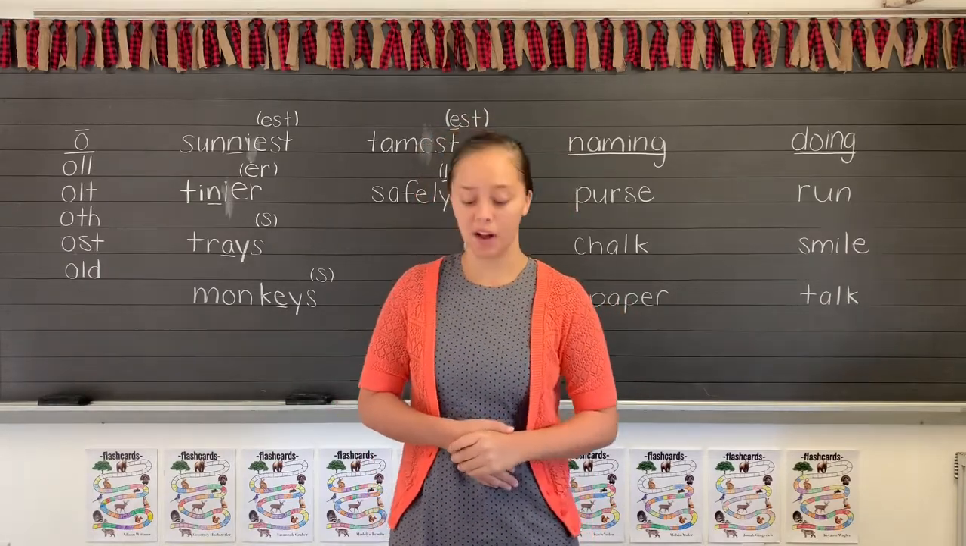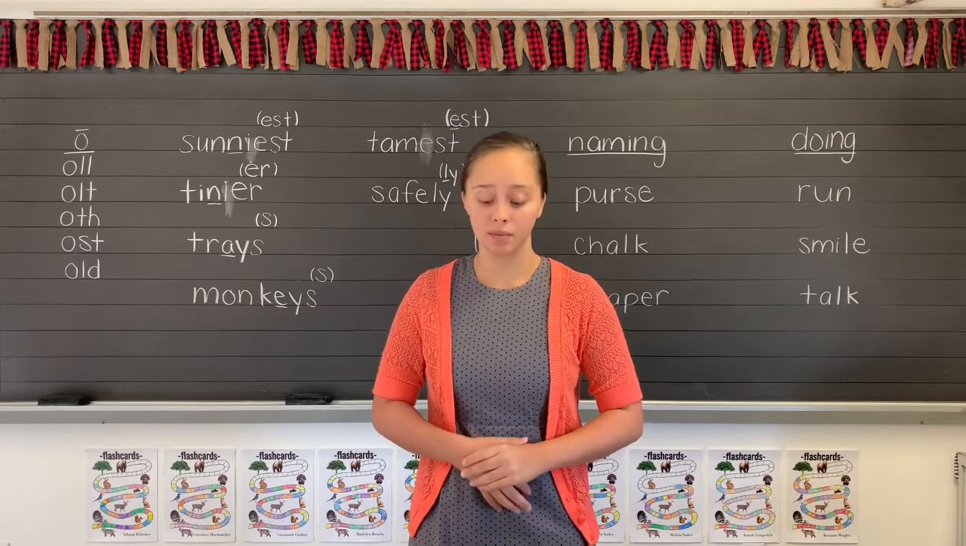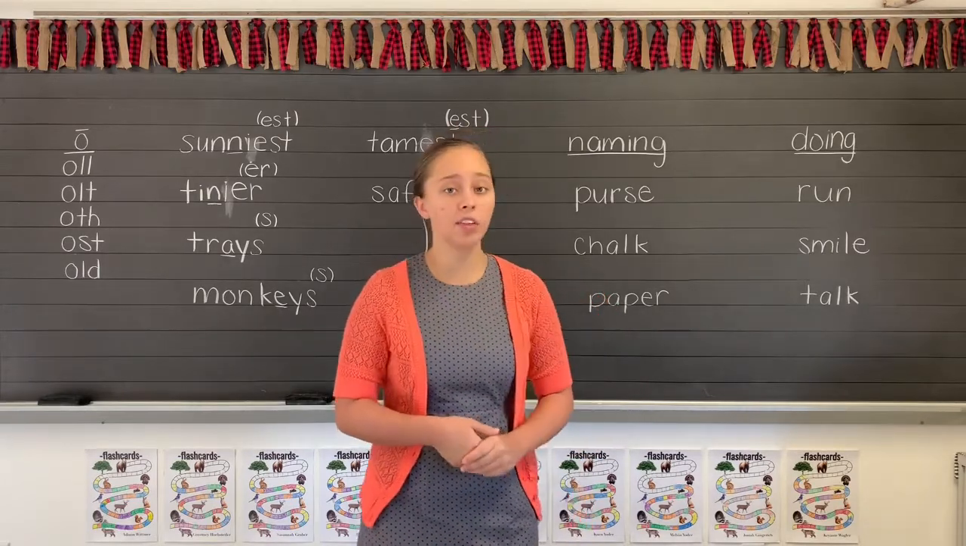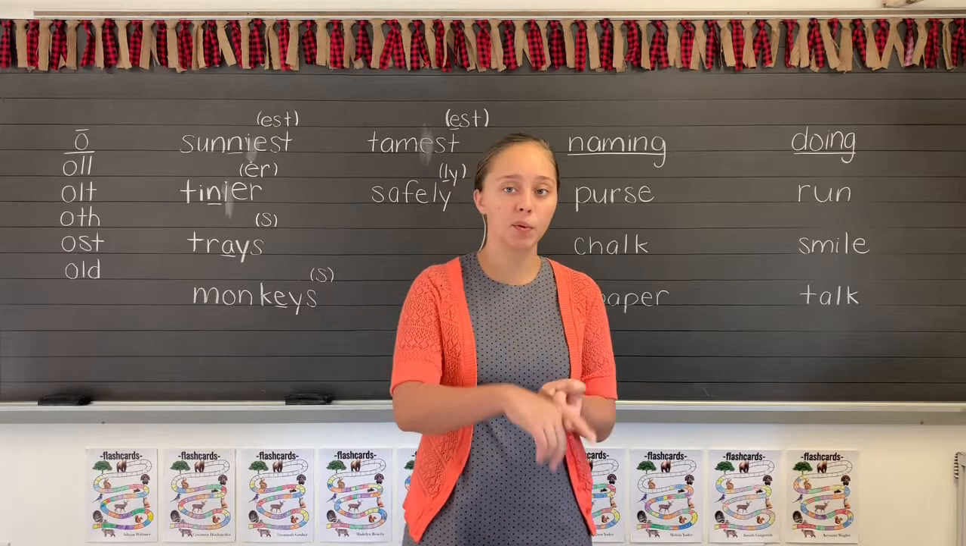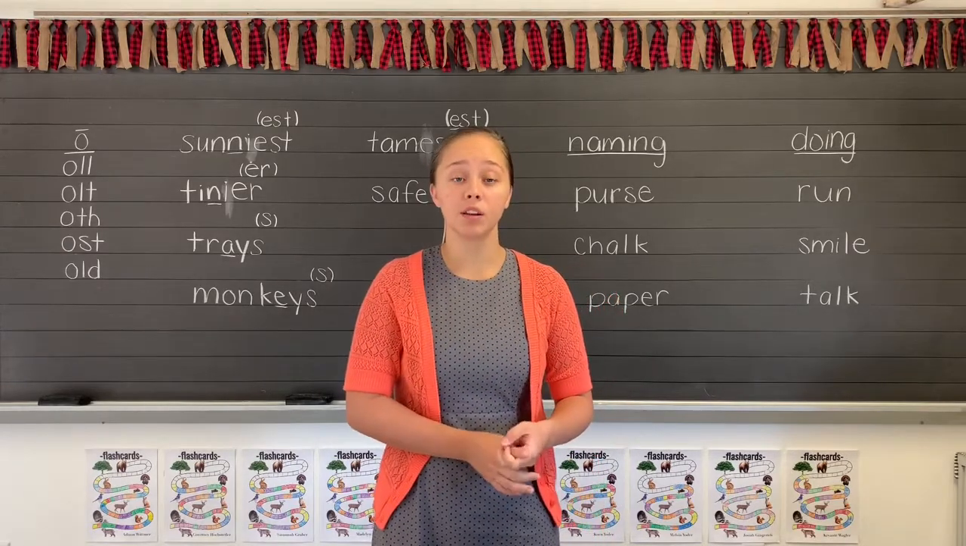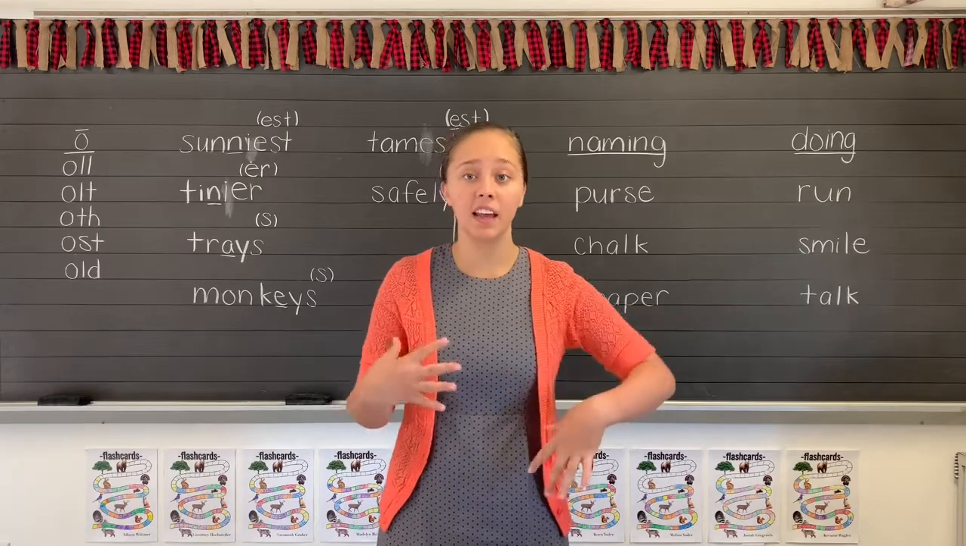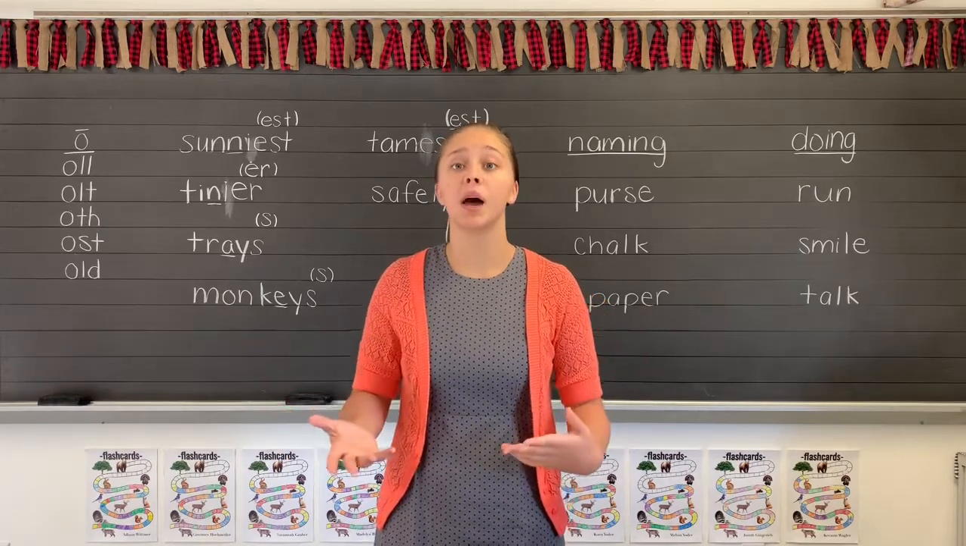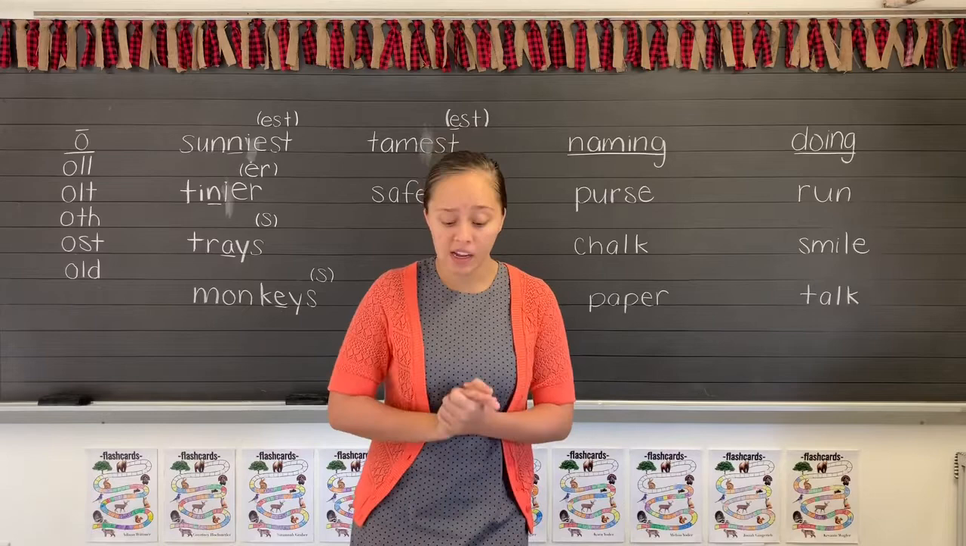Let's look at the next box. You can do it. So doing words are the other kind of words we talked about. So we talked about naming words. Now we're going to talk about doing words. Doing words are something that you can't see and touch, but it's things you can do, okay? So let's look at that box.